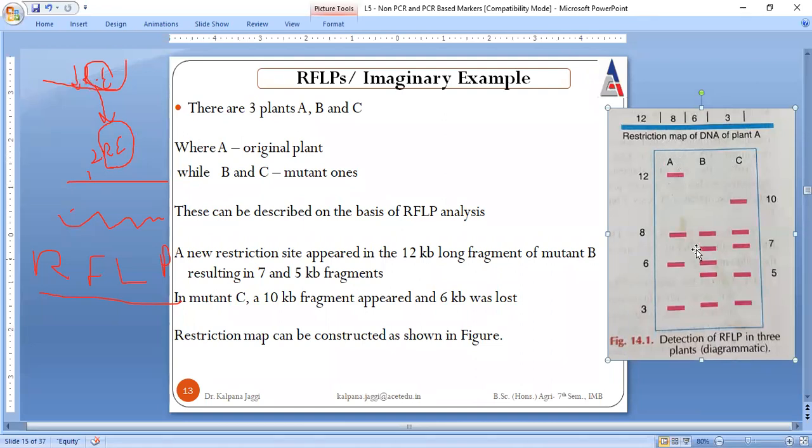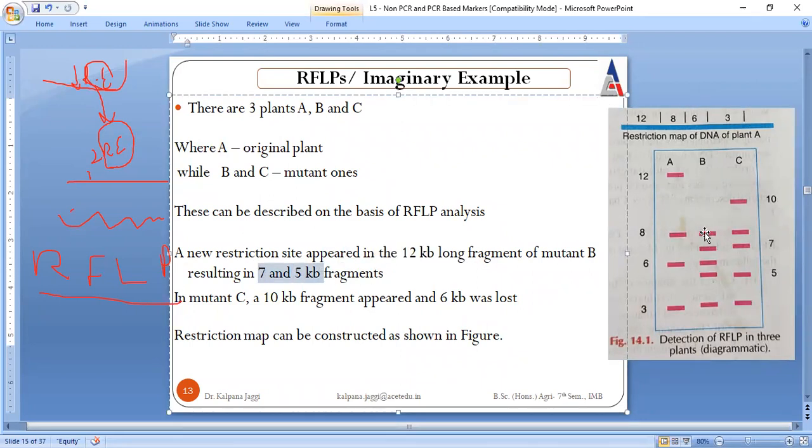This is the original plant that I have already told you, but how will you come to know these two are not the original and these are the mutants? Because for the original plant we know the restriction map is this one, altogether including 4 lengths, right? But within the B there had been the appearance of this extra band and this extra band. That means when we talk for the mutant B, there appeared extra fragments of 7 and 5 kb.